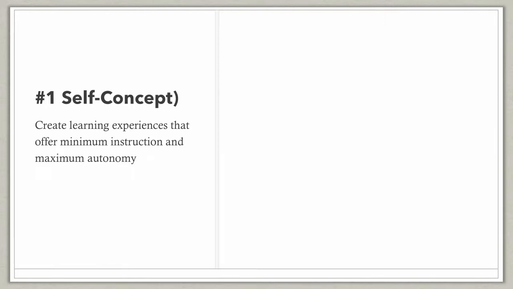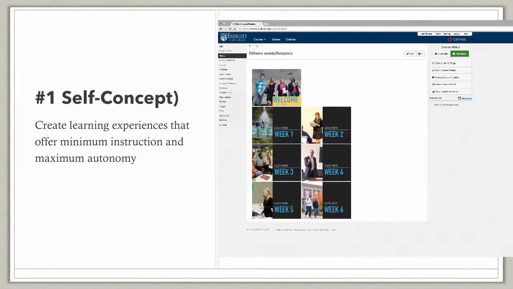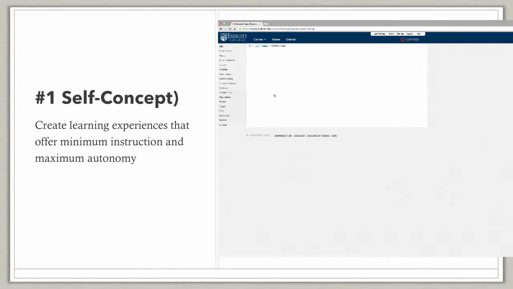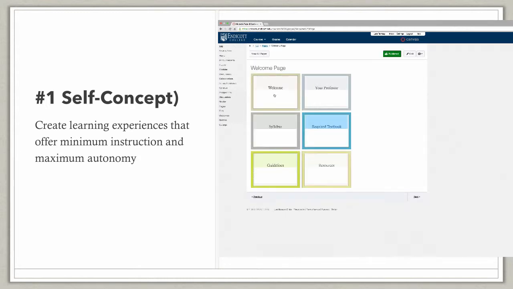Assumption number 1, self-concept. Create learning experiences that offer minimum instruction and maximum autonomy. A major aspect of designing adult e-learning courses is having an e-learning support system to offer guidance and help while still giving the e-learning tools and resources they need to learn on their own terms.